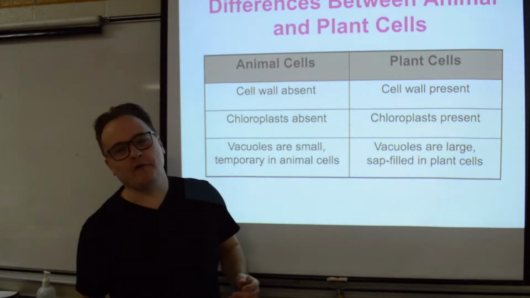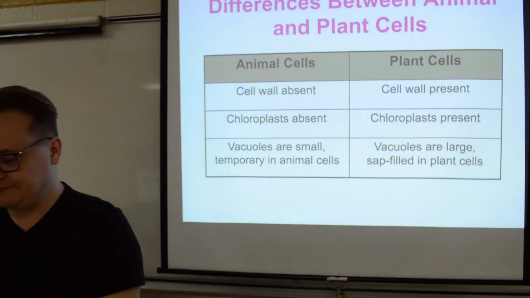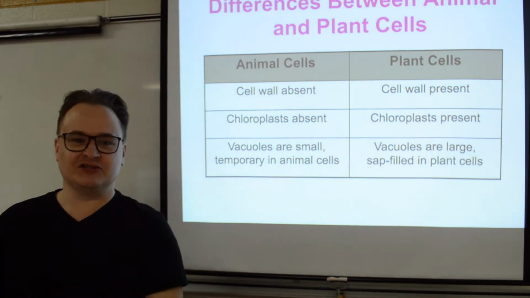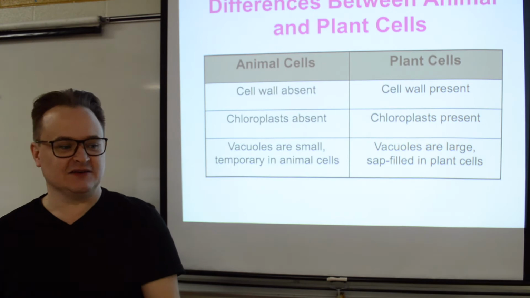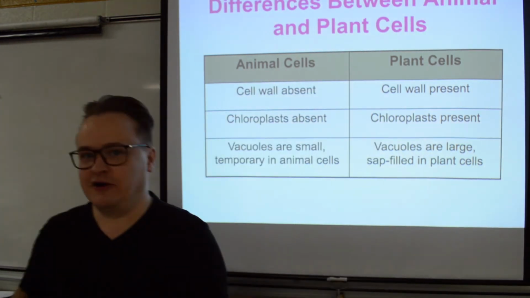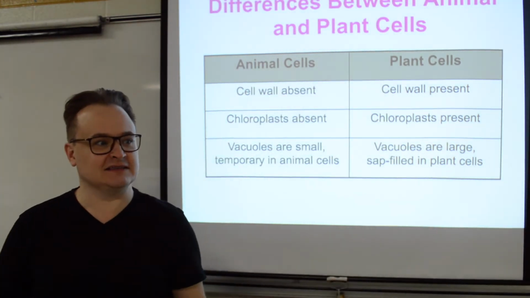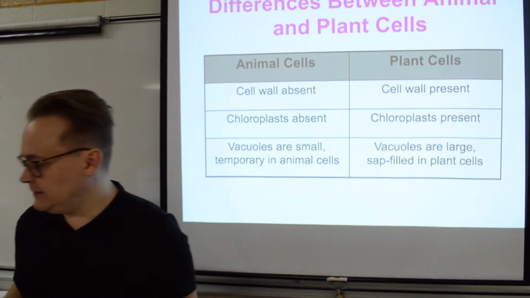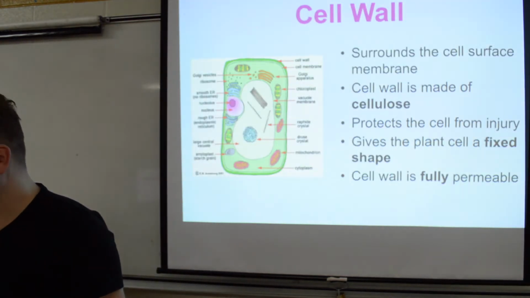And they have a cell wall for protection and structure, right? We have bones for structure, we have skin for protection, and we can also move away from danger, which a plant can't because it's a plant. All right, let's move on.